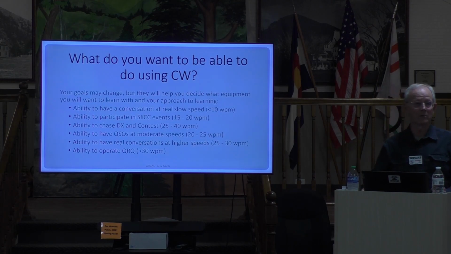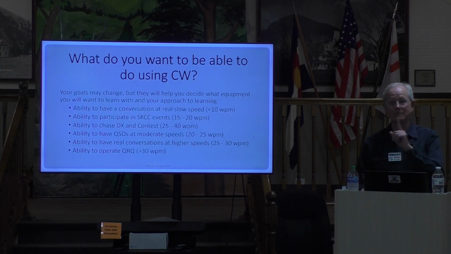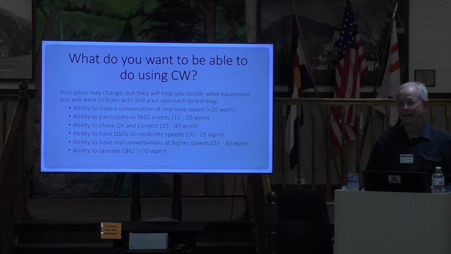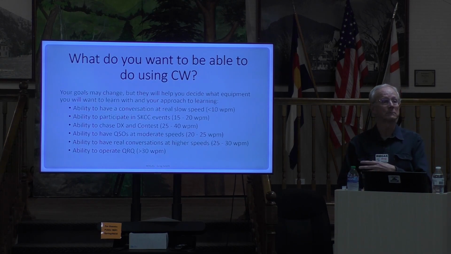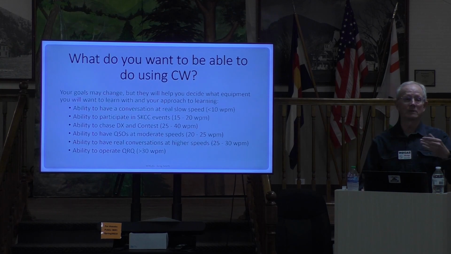Well, QRQ is a Q code, meaning high speed. The other related concept is QRS, which means slow. So if you get on the air and you're working CW and the station's coming back at you too fast, you could send QRS and then send a speed where you're comfortable receiving. And in theory, they would slow down and send to you at that speed.